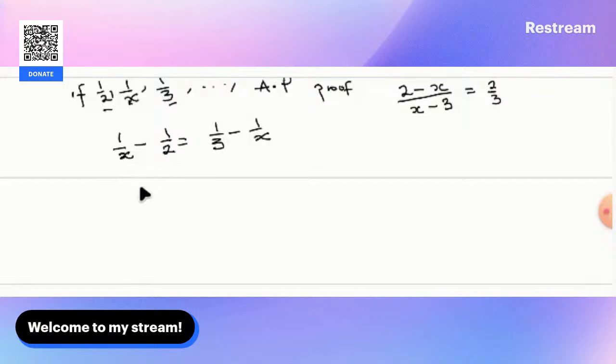So here you can look for the LCM, which is 2x. When x goes into 2x, we're left with 2 multiplied by 1, you get 2. When 2 goes into here, you're left with x minus 1, multiplied by minus 1 is x. Similarly here, the LCM here should be 3x, right? So when 3 goes into 3x, we are left with x. Why, if x goes into 3x, we are left with 3 multiplied by 1, which is 3.